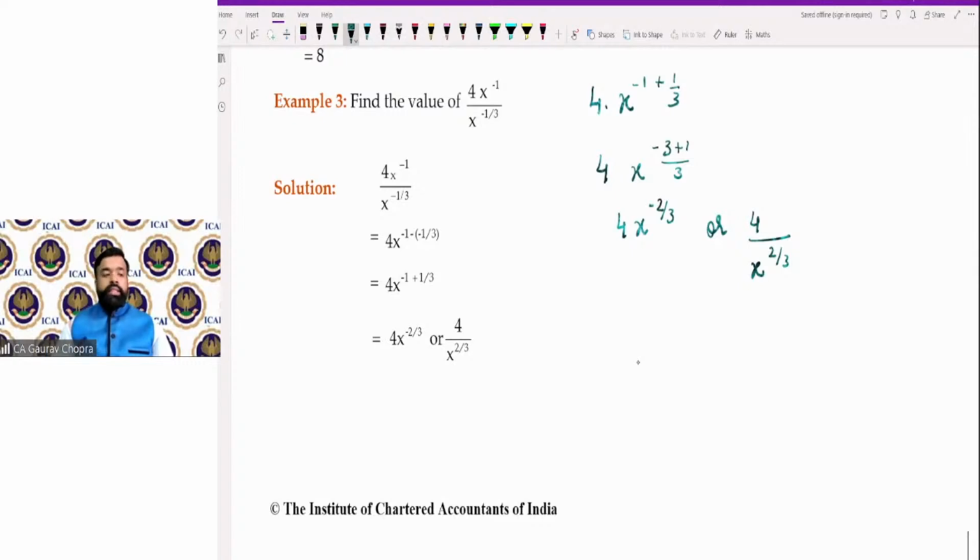So I think everyone is clear till here. We have done very basic concepts till now. Law number 1, which was for addition. Law number 2, having subtraction.